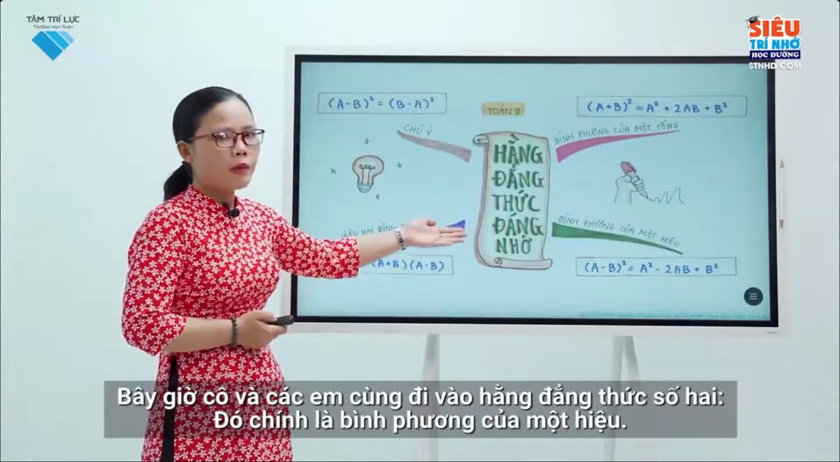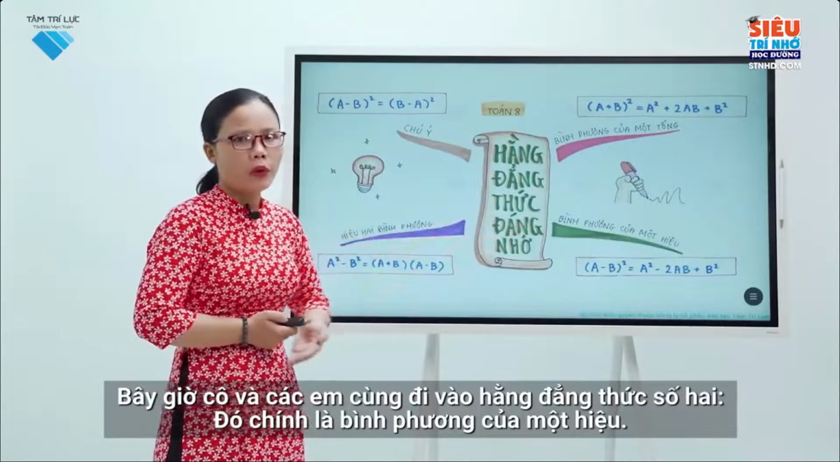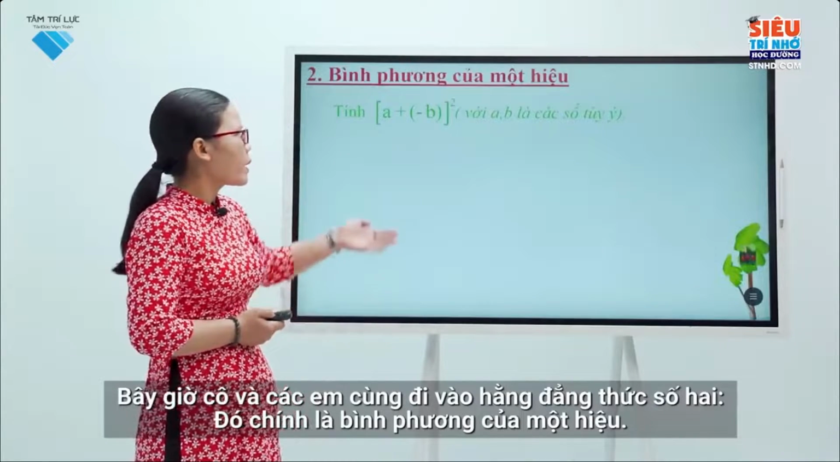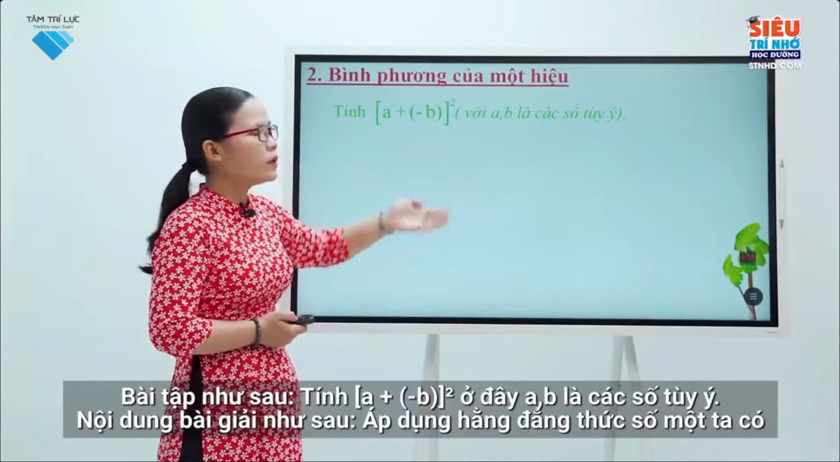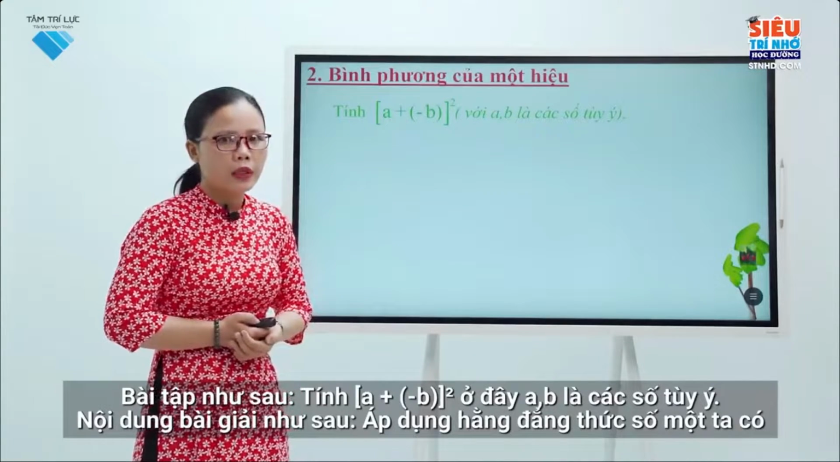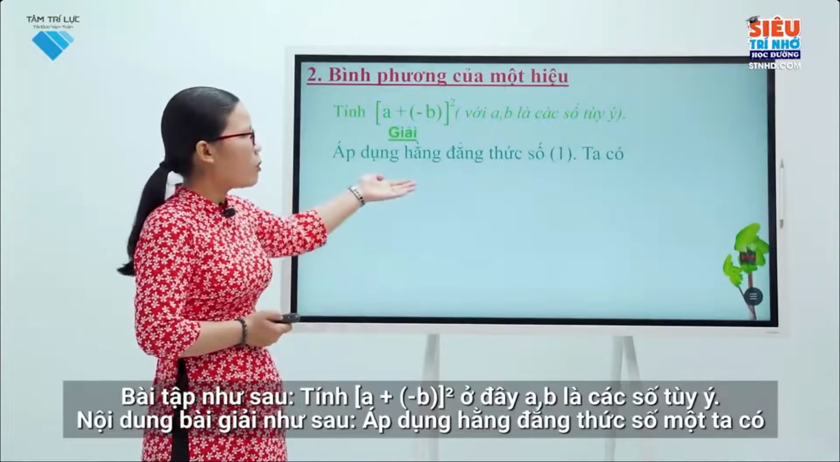Now we come to the identity number 2. That is the square of a difference. The exercise is as follows. (a + (-b)) squared. Here, a, b are arbitrary numbers. The solution is as follows.